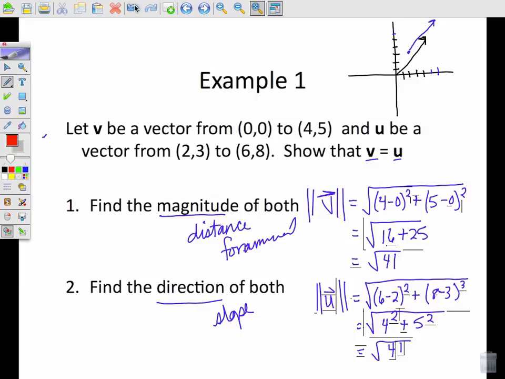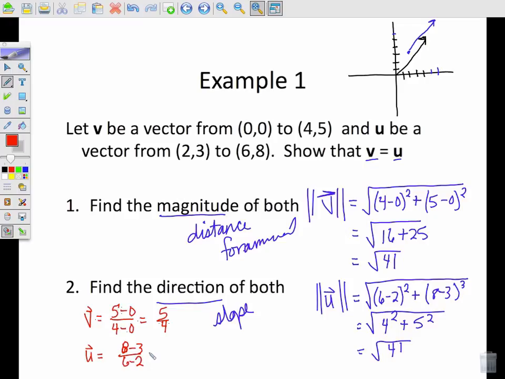Now, as far as the slope is concerned, slope of vector v equals 5 minus 0 on top, on bottom 4 minus 0. So we get 5/4. And then the slope for vector u, 8 minus 3 over 6 minus 2 equals 5/4. So the slopes are also the same. So yes, they are equal to each other.